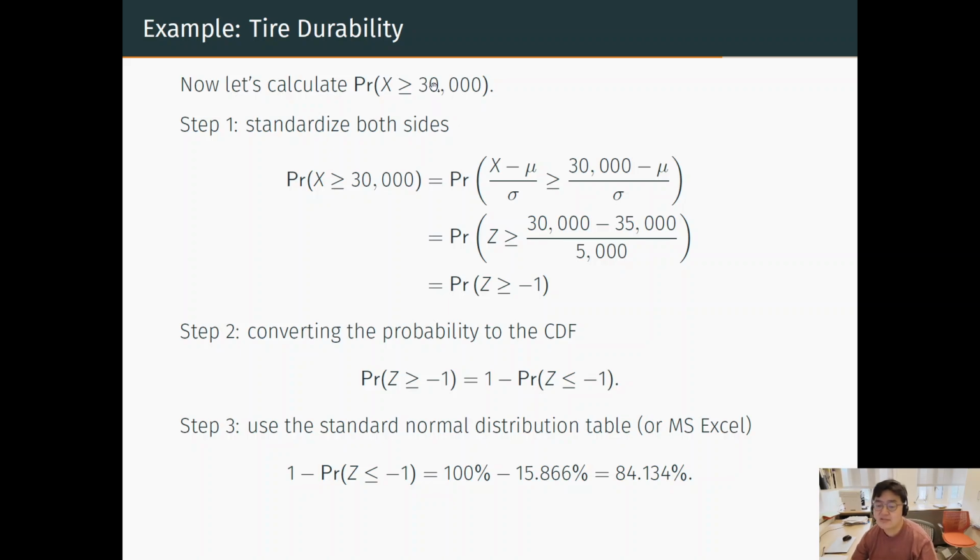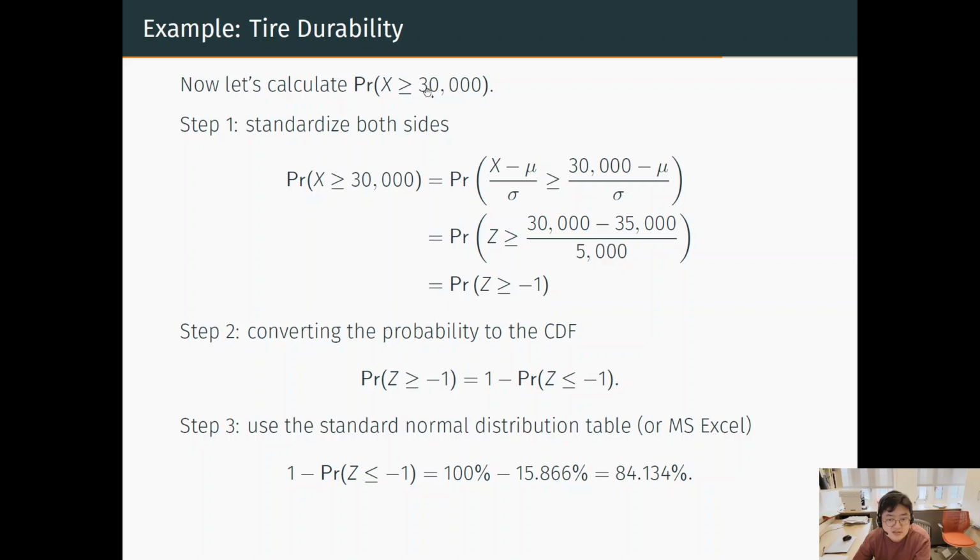Now let's calculate probability greater than something. Previously, we learned cumulative probability, which is smaller than something. But now we will flip the direction of the inequality. How do we do that? The idea is similar. In the first step, we have to standardize x, right? That's our goal. We are going to standardize first.